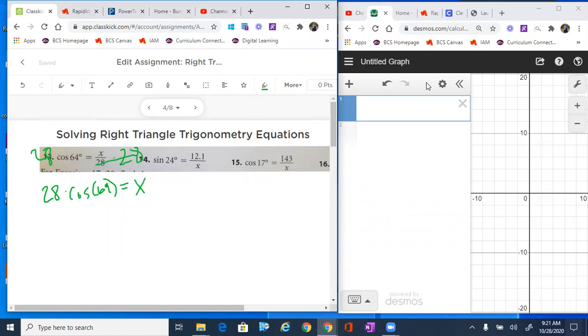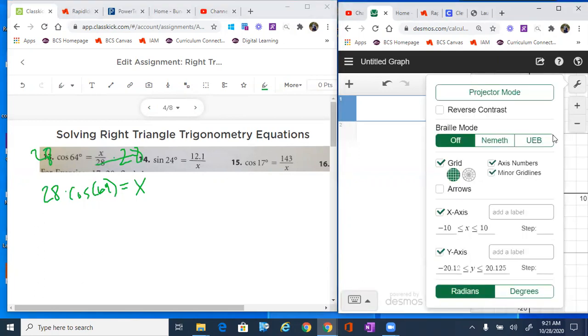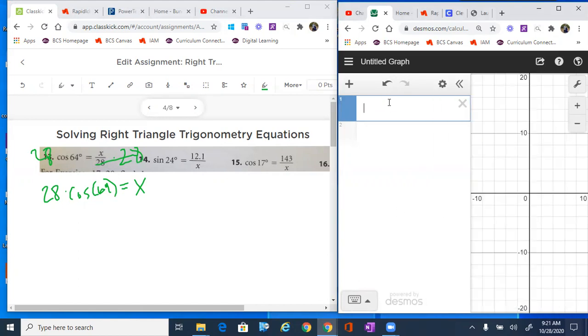Now, when we go to Desmos and make our calculations, the one thing we want to do is come over to the wrench at the top, which is graph settings, and go all the way down to where it says radians and degrees. Radians is highlighted right now. We are doing everything in degrees, so I'm going to make sure that is selected. Then I just type it in, 28 times cosine of 64. It is 12.27 is the side length. So x equals 12.27.